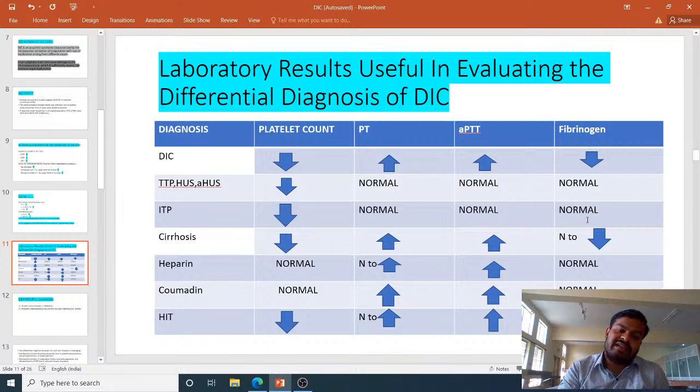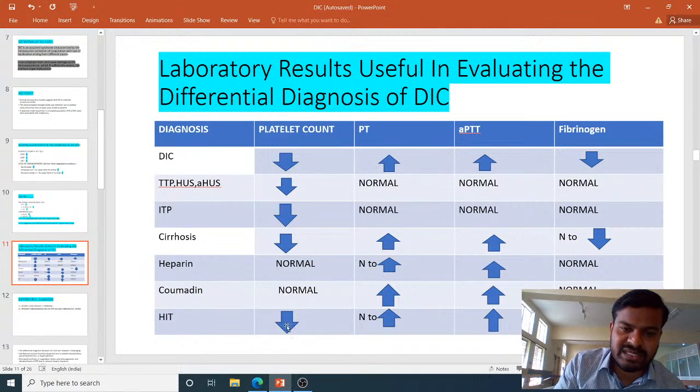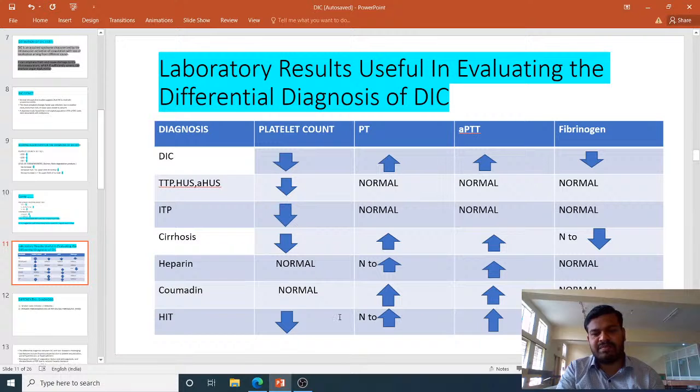And in cirrhosis, definitely the platelet count will also decrease, and PT and APTT will increase, and fibrinogen can be normal or decreased. In heparin overdose, the platelet count will be normal, PT can increase, and APTT will also increase, but fibrinogen will be normal. In warfarin, normal platelet count with increased PT and APTT, and fibrinogen will also be normal. In heparin induced thrombocytopenia, also called HIT, the platelet count will decrease due to the consumption and destruction of platelets, PT can be normal or increased, APTT will definitely increase, and fibrinogen is normal.